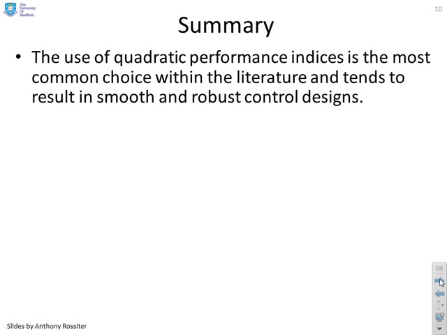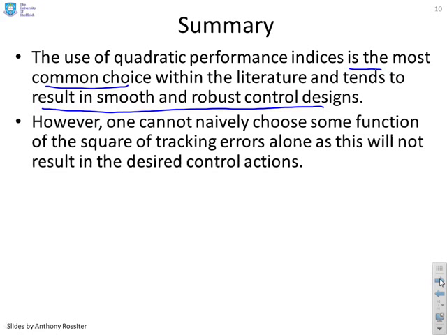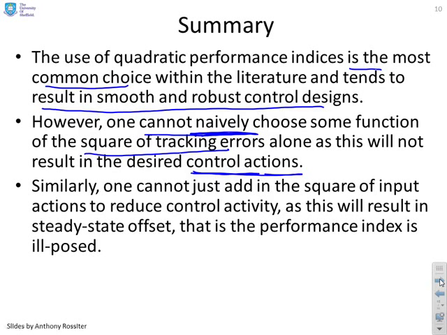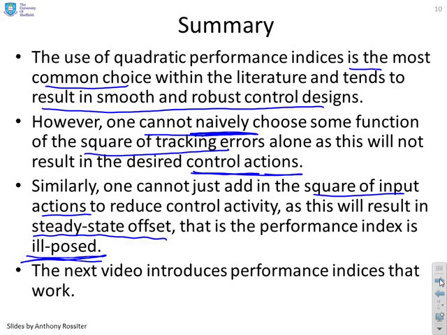So in summary, while the use of quadratic performance indexes is the most common choice within literature and tends to result in smooth and robust designs, there are things you cannot do. You cannot be naive. So you cannot choose the function simply to be a square of the tracking errors, because if you do this, you'll tend to find that the control actions are far from desirable. You cannot simply add in a square of the input actions to reduce control activity, because if you do this, you result in a steady state offset because the performance index is ill-posed. The next video will actually look at performance indices that work, that deliver what you really want.